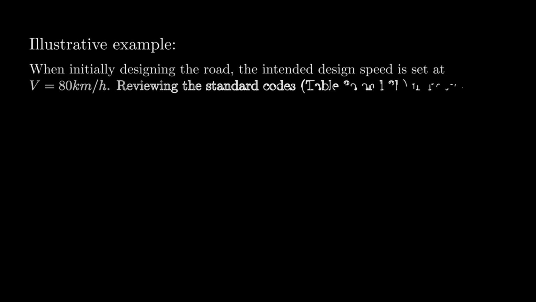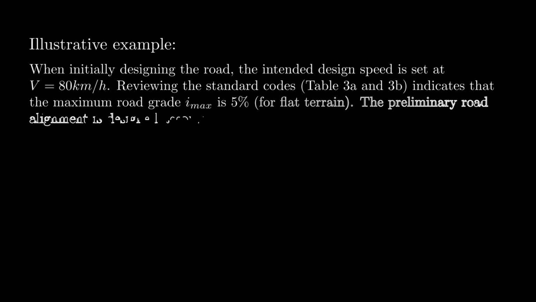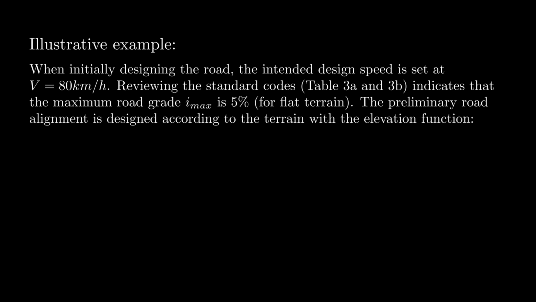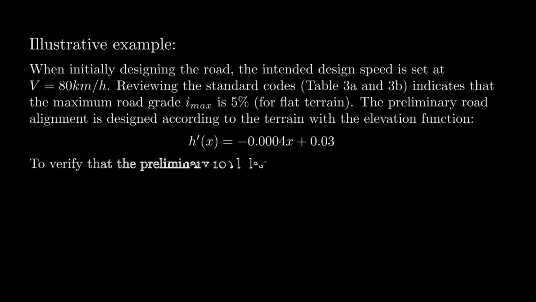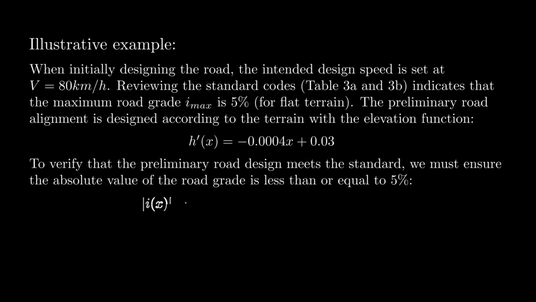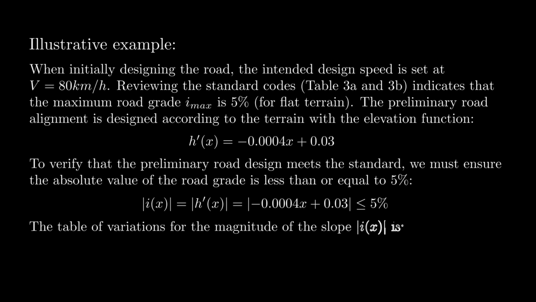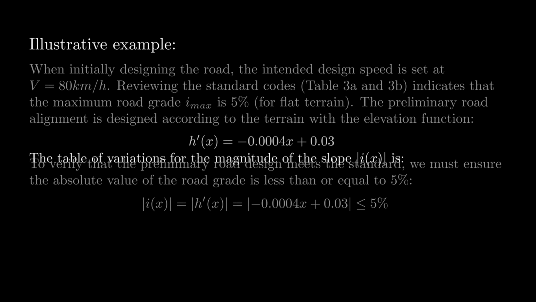For example, when initially designing the road, the intended design speed is set as 80 km per hour. Reviewing the standard codes, the preliminary road alignment is designed according to the terrain with the elevation function. To verify that the preliminary road design meets the standard, we must ensure that the absolute value of the road grade is less than or equal to 5%.